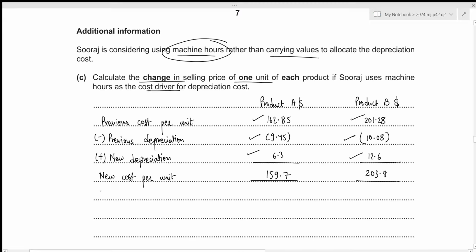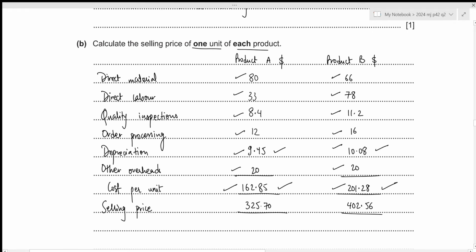Now we need to calculate the new selling price. That will be cost times 2, so 159.7 times 2, which results in 319.4. And for B, that will be 203.8 times 2, which results in 407.6. The question asks us to calculate the change in selling price. So let's write down the previous selling price. It was 325.7 for A and 402.56 for B. Let's write it down.